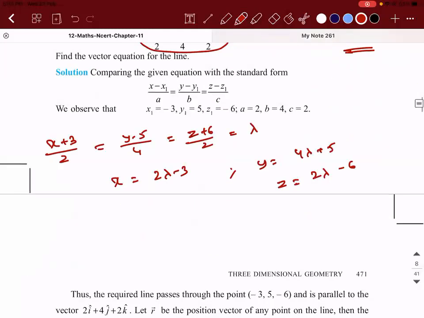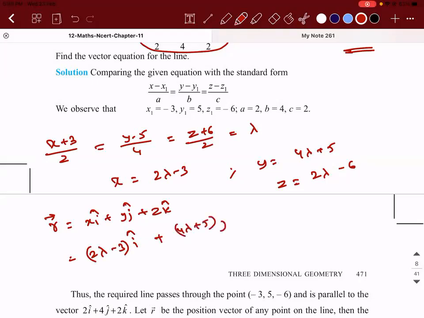But these x, y, and z are the coefficients of R vector. They ask for the vector form. R vector is equal to how much? x i cap plus y j cap plus z k cap. So substitute those values. (2 lambda minus 3) i cap plus (4 lambda plus 5) j cap plus (2 lambda minus 6) k cap. So this is the vector equation.